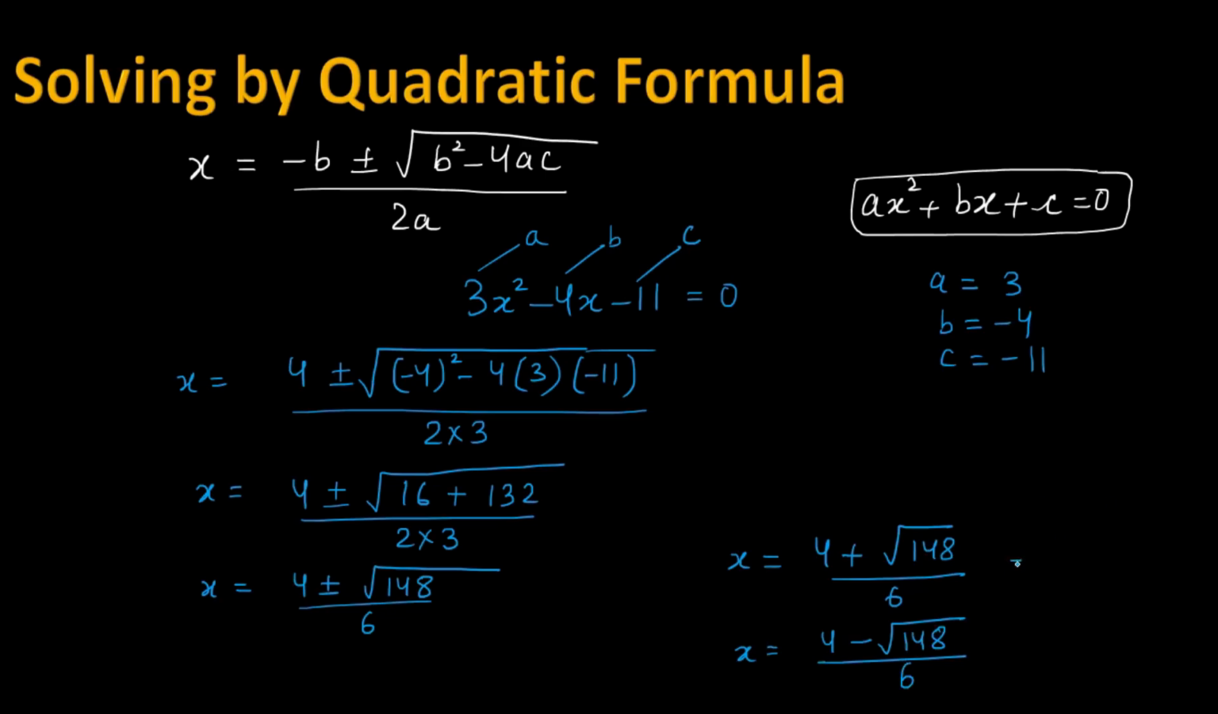And if it's a calculator paper, you can simplify it. So x comes out to be 2.69, we are taking three significant figures, and x equals minus 1.36, again three significant figures. So this is how you use the quadratic formula.